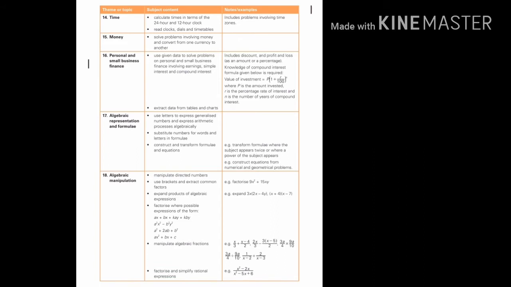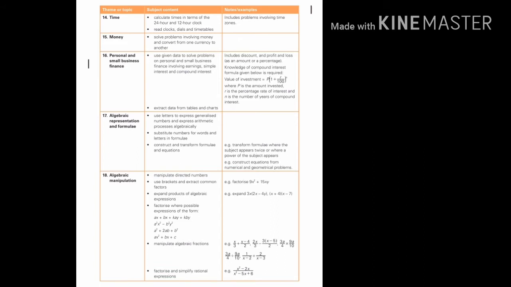Solve problems involving money and convert from one currency to another. Chapter number 16 includes personal and small business finance. It includes use of given data to solve problems on personal and small business financing involving earnings. Chapter number 17 includes algebraic representation and formula, used to express generalized numbers and express arithmetic process algebraically.